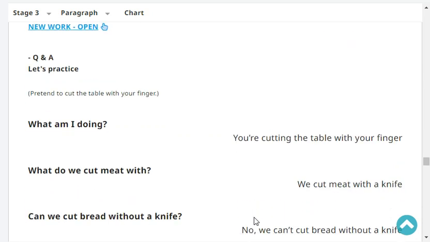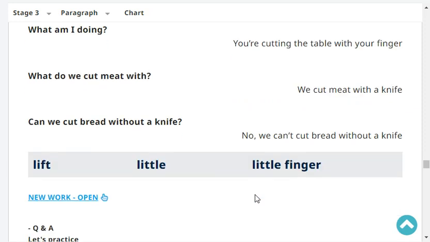What am I doing? You're cutting the book with your fingers. Very good. What do we cut meat with? We cut meat with a knife. Can we cut bread without a knife? No, we can't cut bread without a knife. Very good.